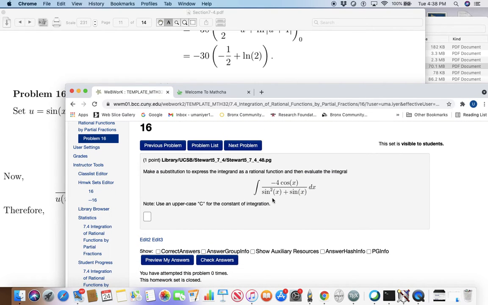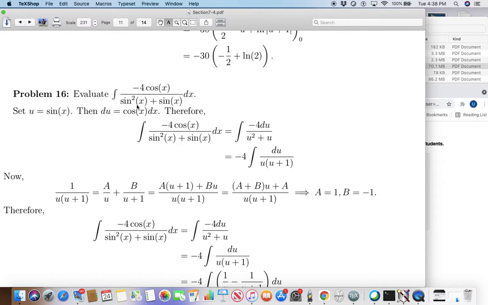Integral of negative 4 cosine x over sine squared x plus sine x. This is straightforward. You substitute u equals sine x. Then du equals cosine x dx. So the integral of negative 4 cosine x over sine squared x plus sine x dx, cosine x dx is du. So all I have is negative 4 du upstairs, and this is u squared plus u downstairs. This factors: u times u plus 1. Negative 4 has been pulled out.